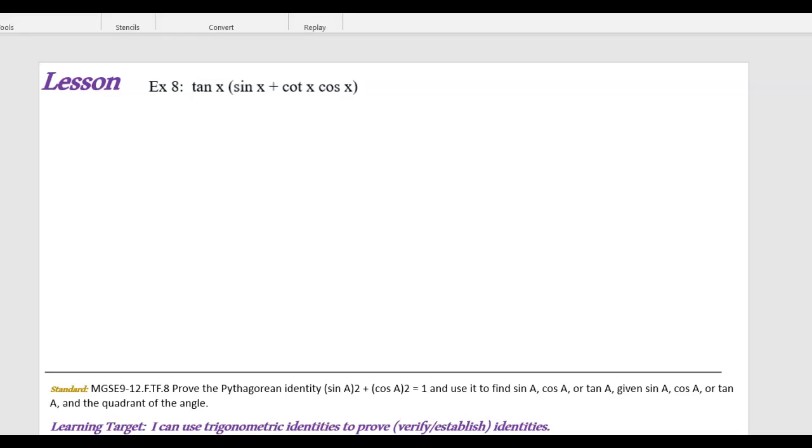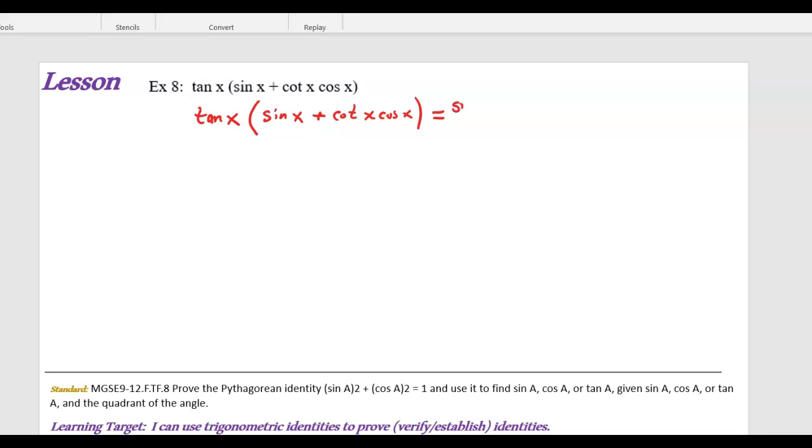All right, so let's rewrite tangent of x times sine of x plus cotangent of x times cosine of x. Okay. Now, if I distribute out the tangent of x, that's going to be crazy. There's nothing to factor out here, so let's just rewrite everything in terms of sine and cosine, see what happens.